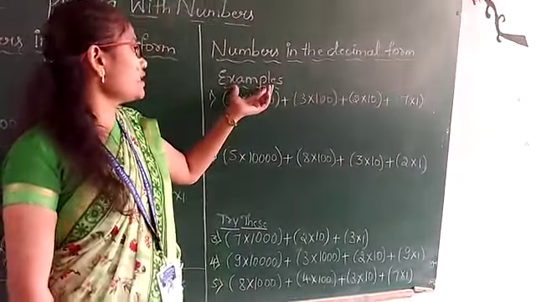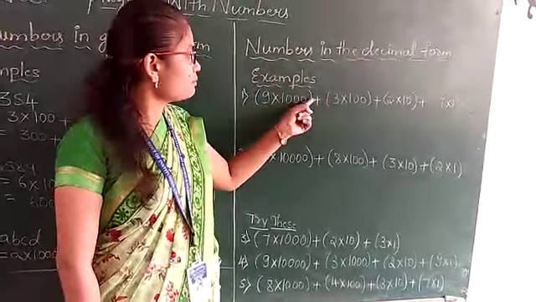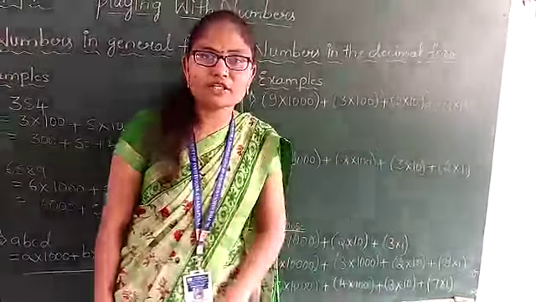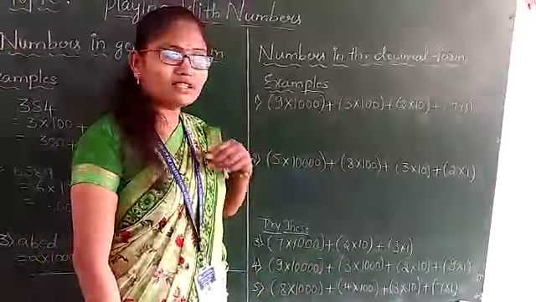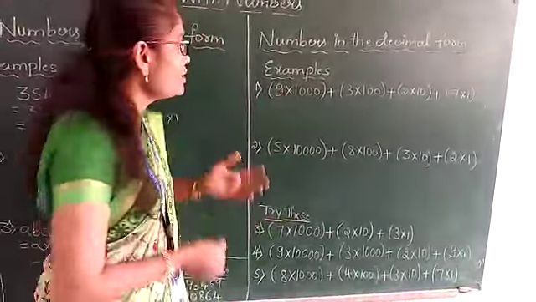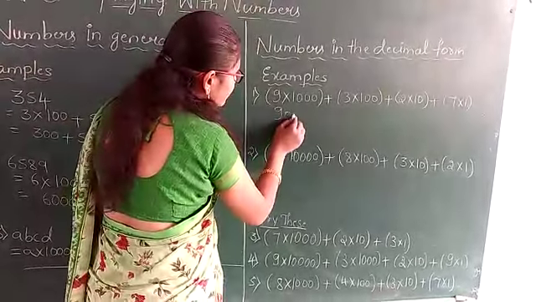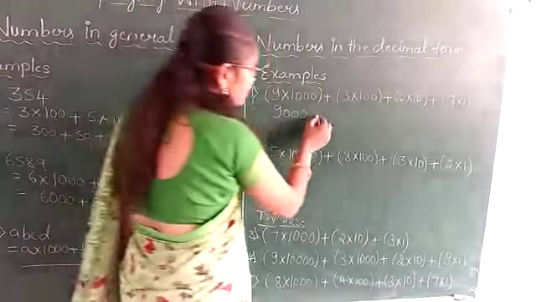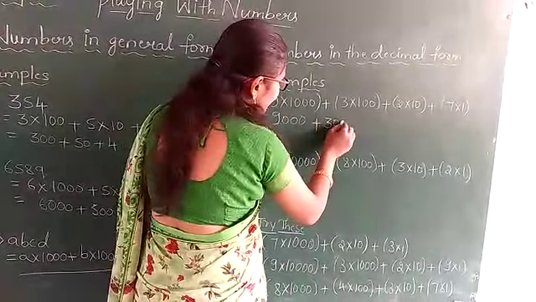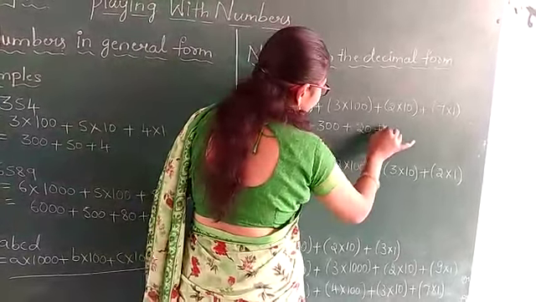For that, a few examples I have taken here. The first one is 9 into 1000 plus 3 into 100 plus 2 into 10 plus 7 into 1. How are you going to write this one? 9 into 1000. Into, meaning, you know, you have to multiply that number. So you have to multiply 9 into 1000. It becomes 9,000 plus 3 into 100, which is nothing but 300, plus 2 into 10, 20, plus 7.